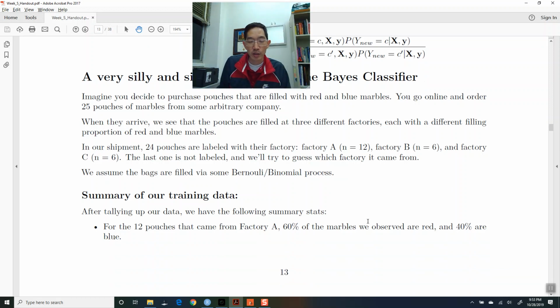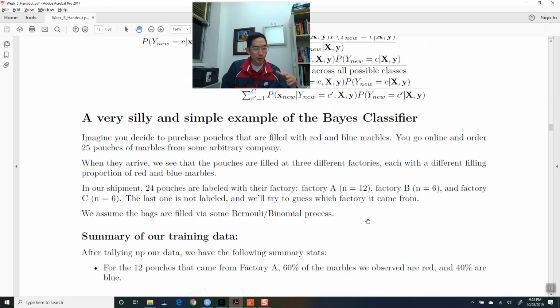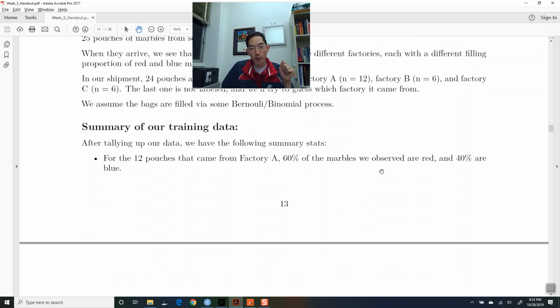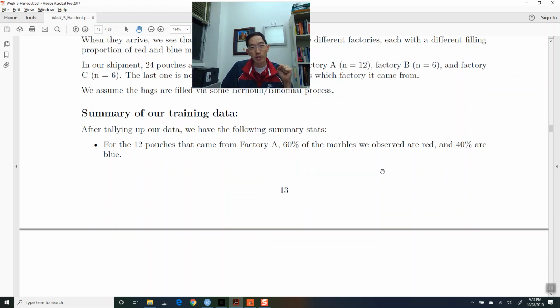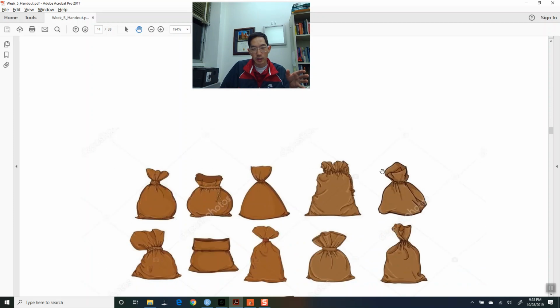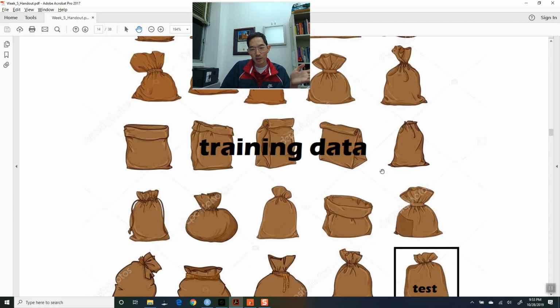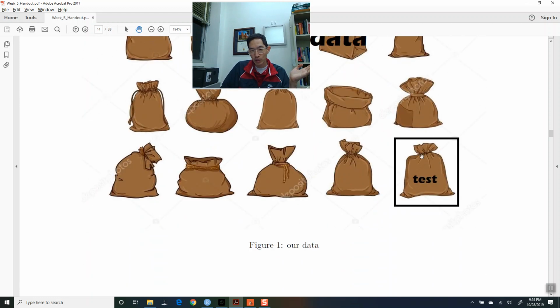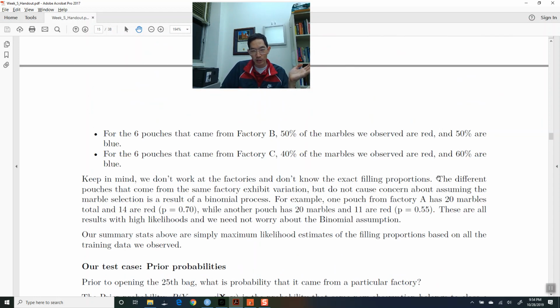Okay, so in our training data, we've got 24 pouches, and we go through and we count all of our data, okay? And so for the 12 pouches that came from factory A, we're going to just say 60% of the marbles we observed are red and 40% are blue, okay? So in factory A pouches, 60% are red, 40% are blue. Here's just a silly picture, okay? 25 pouches. 24 of them are training data, and we got 1 bag, and we're trying to figure that one out.